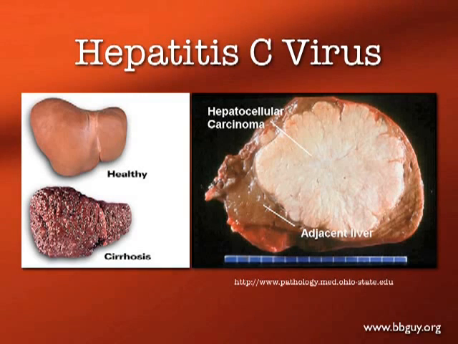And here's just a picture of some of the things that can happen. On the left, obviously a healthy liver on top, so a horribly cirrhotic liver on the bottom, and on the right, a picture of hepatocellular carcinoma, which is, again, just awful looking.